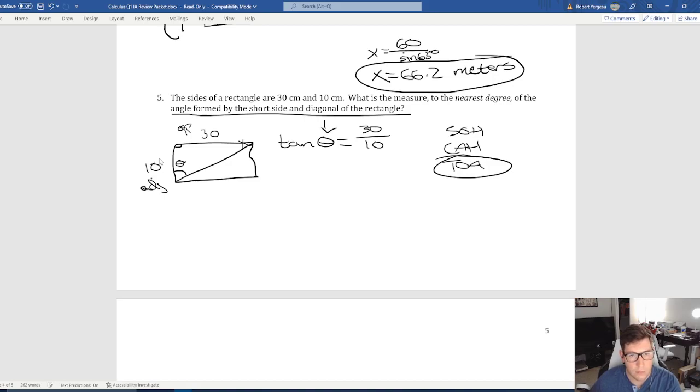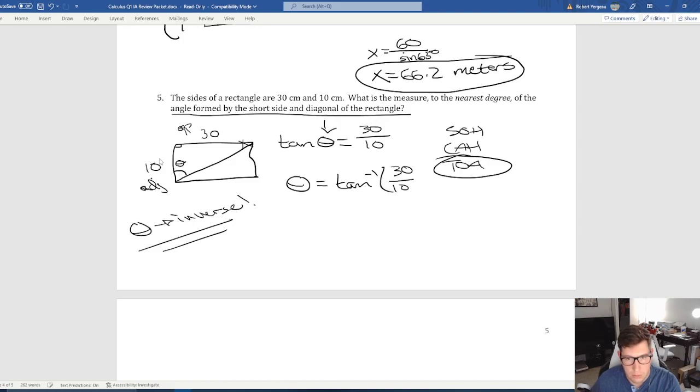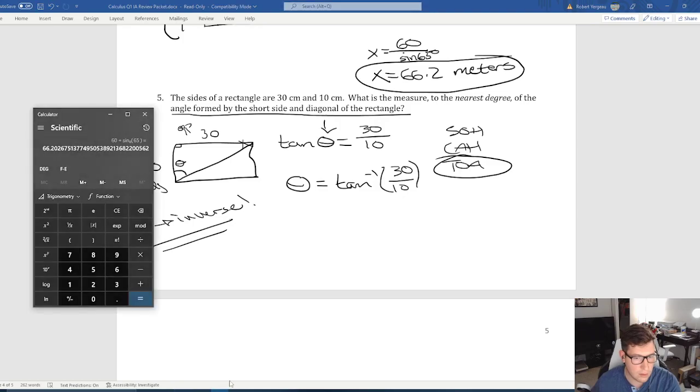Now, when I'm looking for theta, something we need to remember is that I need to use my inverse function, right? On your calculators, you're just going to be hitting second and then the actual trig function, so you'll hit second tan. What we're going to end up having is that theta is the inverse tangent, tan to the negative 1, of 30 over 10. And so now we just plug this in on the calculator. If we go over here, I'm going to have 30 divided by 10. That's 3. Awesome.